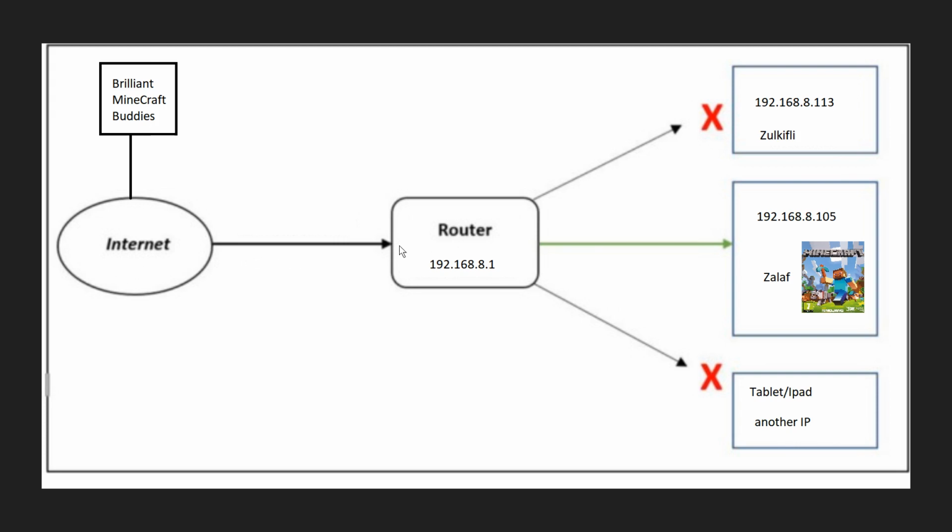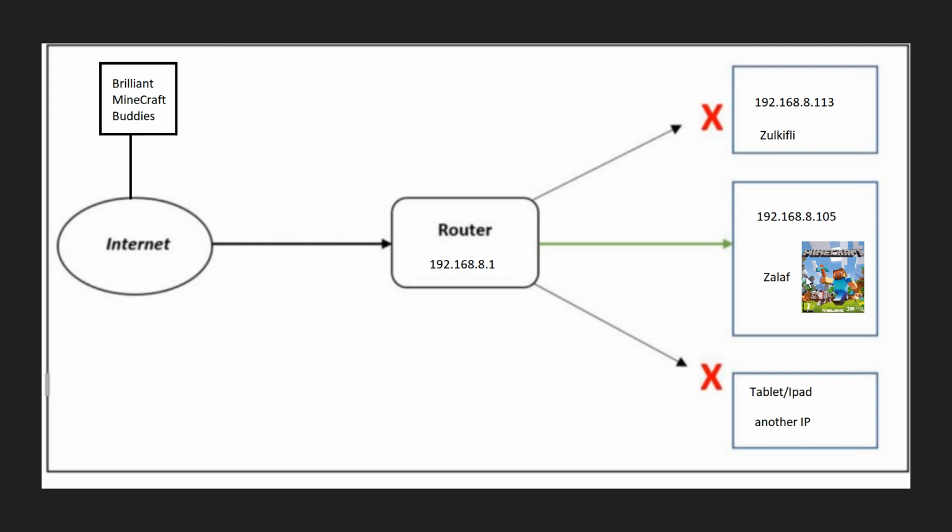So the problem is the router does not know who is running that Minecraft. Is it running on Zulkifli's laptop, or is it running on Zalaf's laptop, or is it running on Zalaf's iPad? You know, so that information you have to tell the router. Otherwise, the connection will come here and it will not go inside the house, into the laptop. So that configuration is called port forwarding. So you are saying this Minecraft connection request coming from outside is actually Minecraft running on this computer.